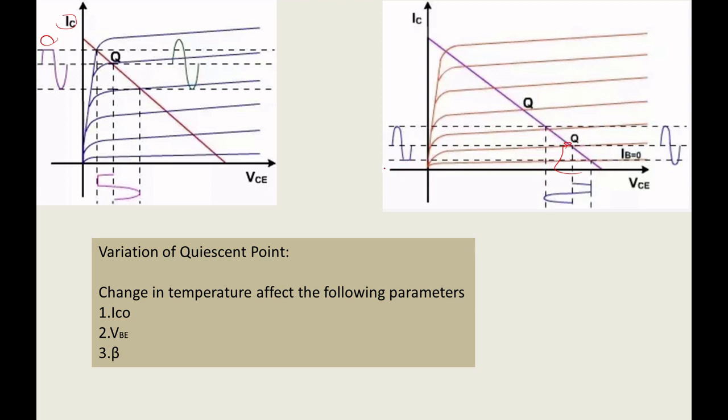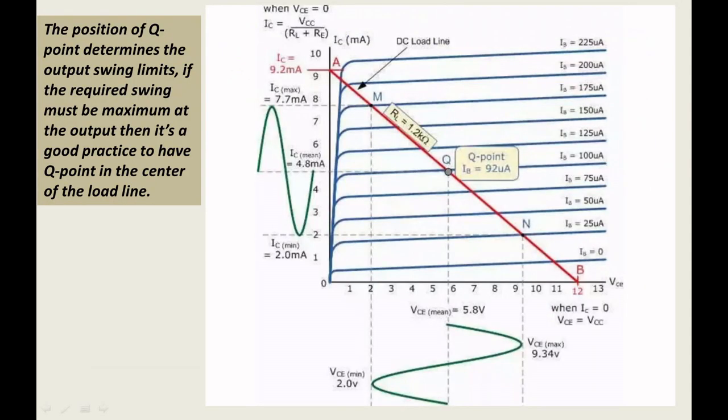So this is not linear, right? This is not linear. So what I want to do is choose a quiescent point in between the cutoff region and the saturation region, exactly in the active region, so that I will get full swing. You can see the full swing. This is what I expected.